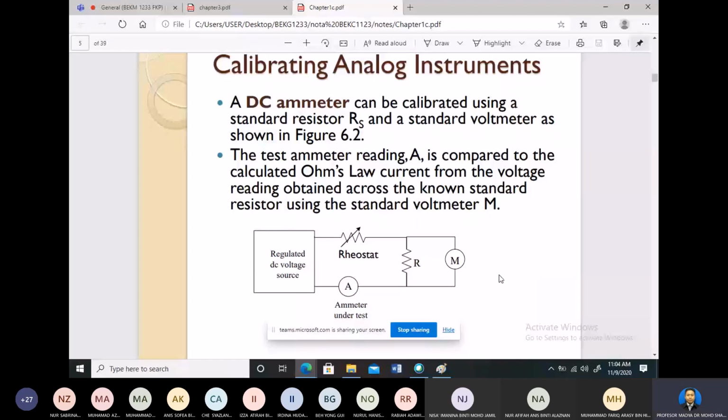Right, so before I go for chapter 3, maybe we just do some revision, because after I discussed with our coordinator for this subject, you're from manufacturing, so maybe we just refresh the basics of electrical. Let me share this one first.